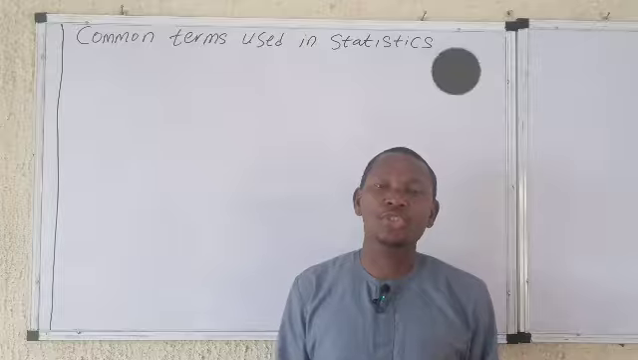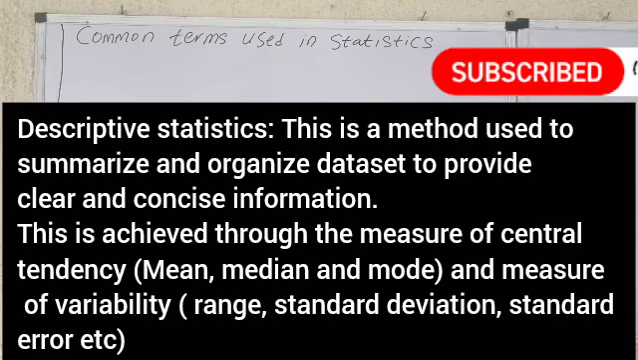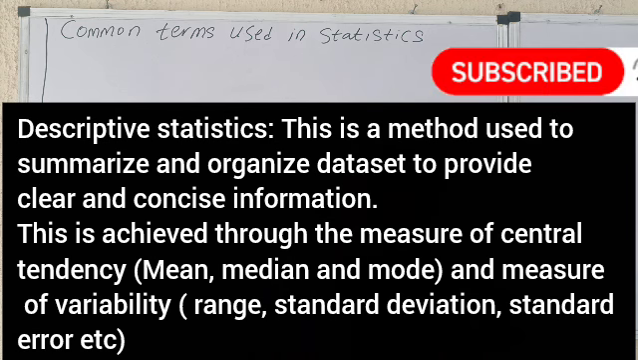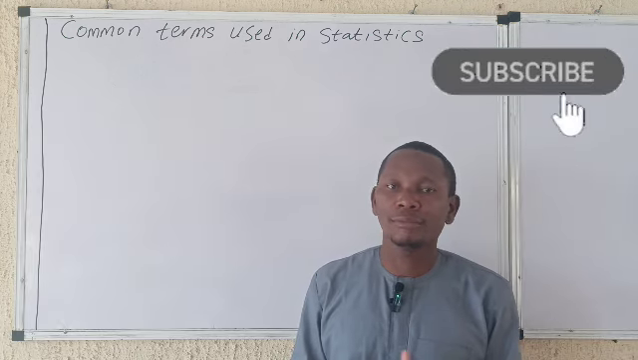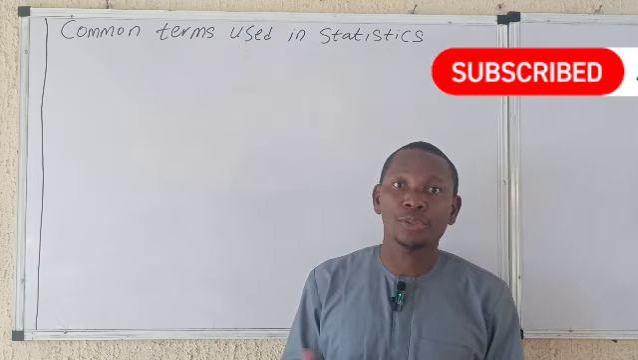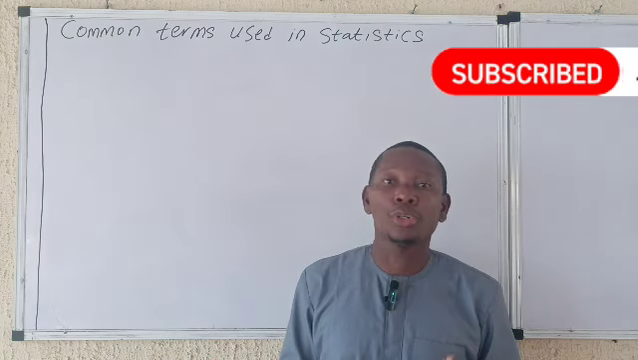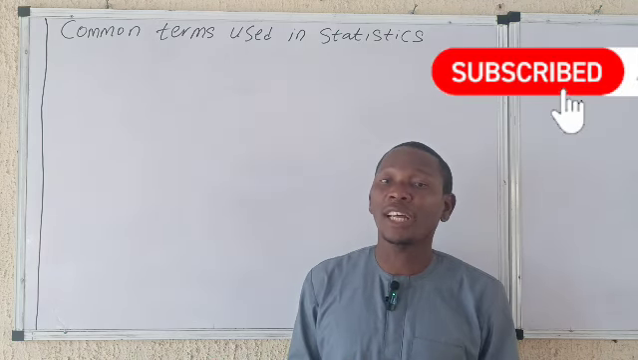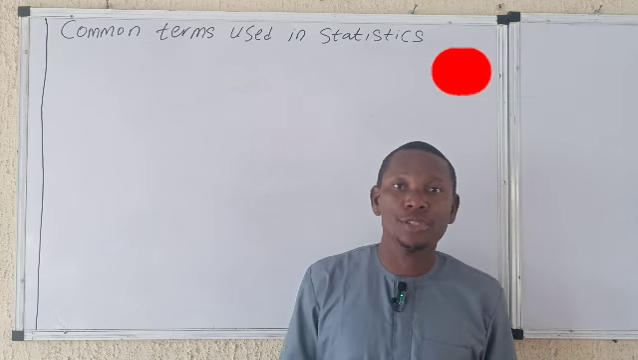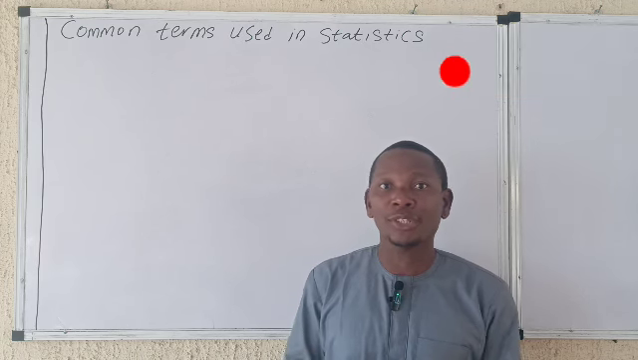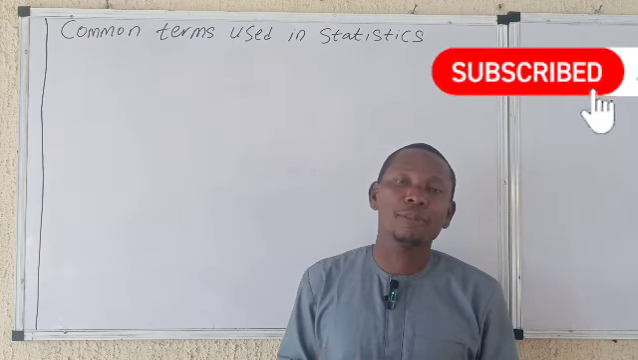Let's talk about descriptive statistics. What is descriptive statistics? It's actually a statistical method or technique that is used to summarize and organize data sets to get a clear and concise information. Some of the methods are the measures of central tendency, for example, and we have the mean, median, mode. Another one is measures of variability or dispersion. We have the standard deviation, variance, range, standard error, and all that. So these kinds of descriptive statistics are actually used to get a concise information about a data set.